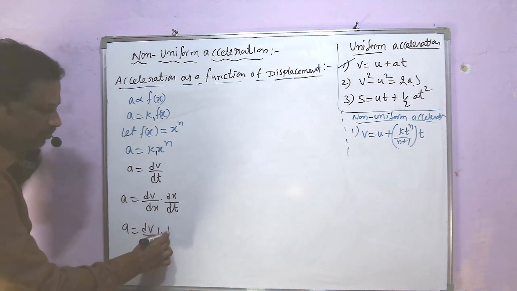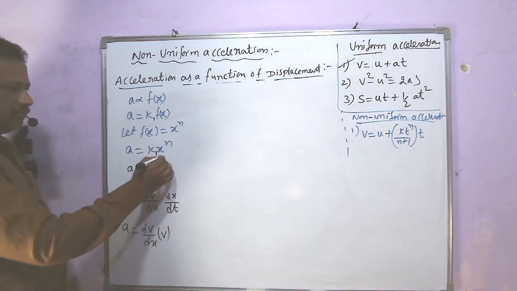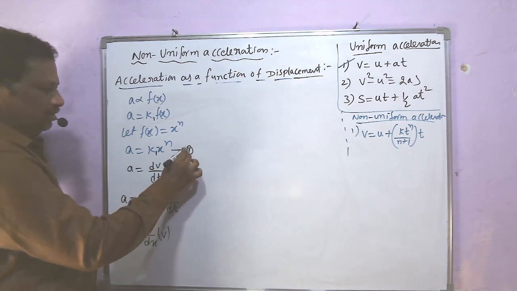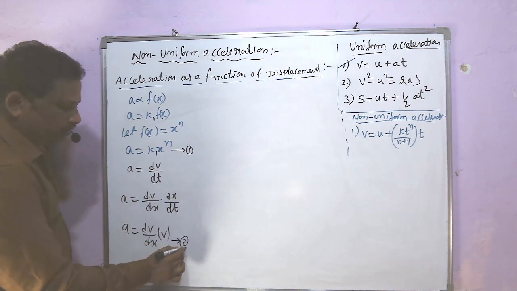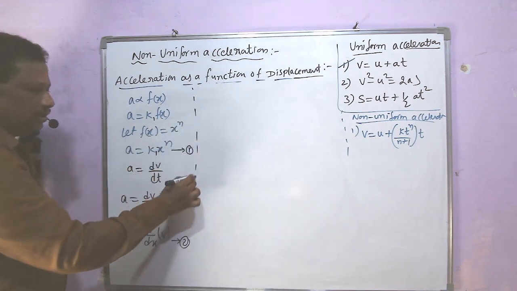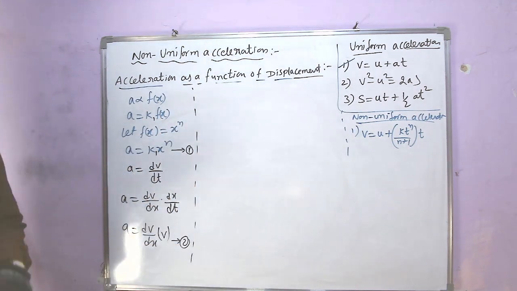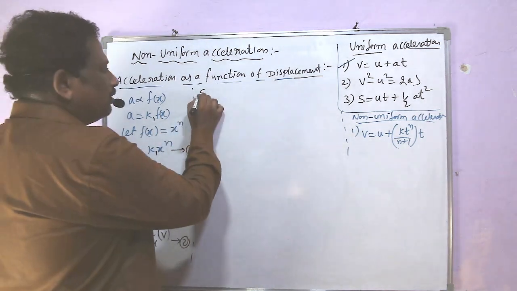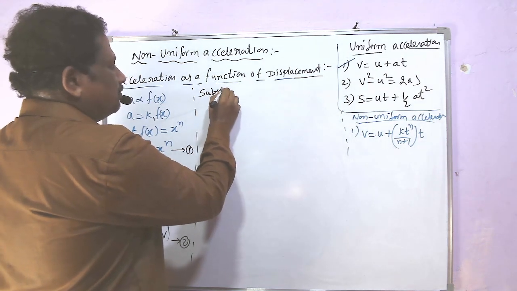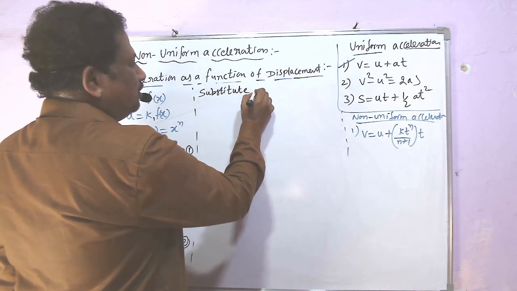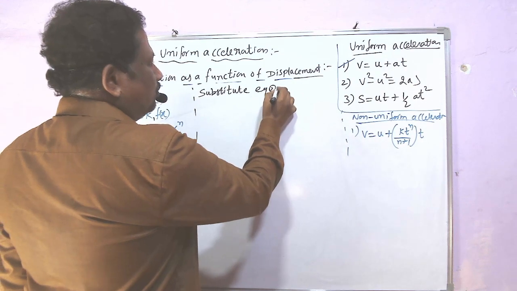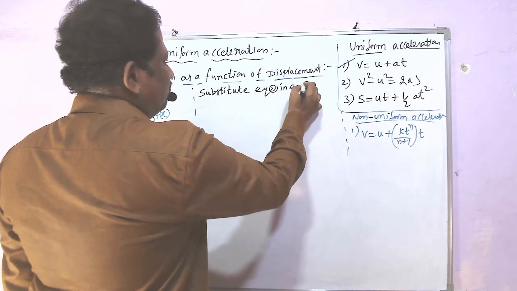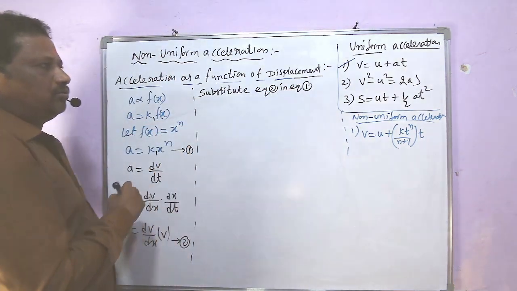Okay. If we substitute equation 2 in equation 1, what do we get? v dv by dx is equal to k1 x power n. The dx you send to that side, because x function is here, right? Right-hand side, send that side. v dv is equal to k1 x power n dx.